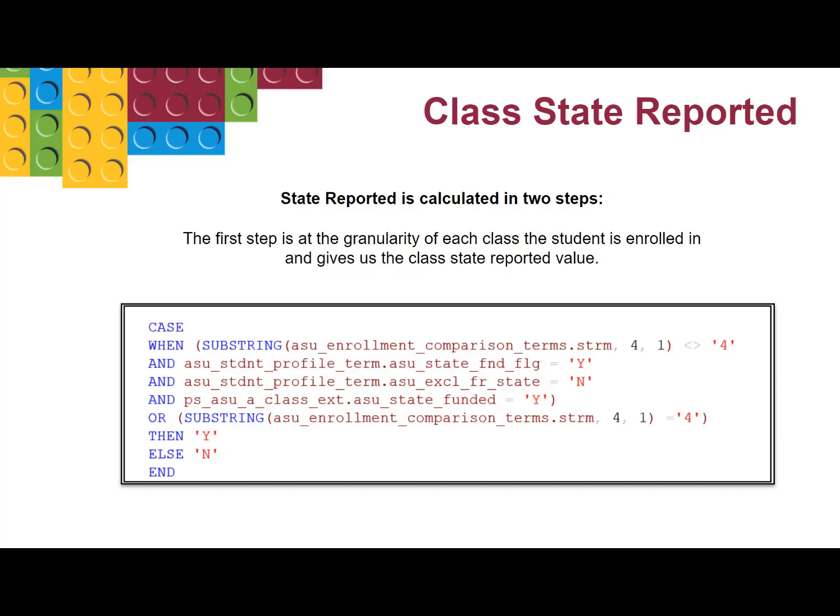So talking about this formula, state reported, as the slide says, is counted in 2 steps. First we're looking at the class level. The statement first finds fall or spring terms, and then checks for a state funded flag of Y and the exclude from state funding flag being N. And then if the state funded flag is Y, or if it's summer, then they get a Y. Otherwise it'll get an N as being non-state reported.